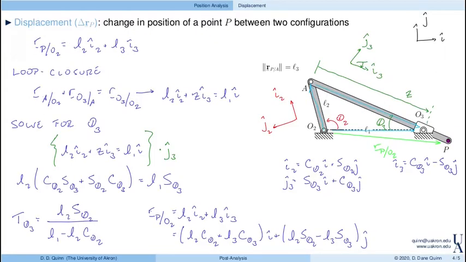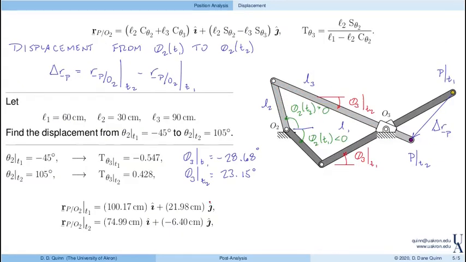All right, I'll go back and kind of remind you. Theta 3 is defined positive. Well, if theta 3 is positive, then I3 is defined sort of down and to the right. So again, take all this stuff, throw it in here to the position, and then these are our two position vectors. At T1, right, so that's up here, we get 100.17 centimeters and almost 22 centimeters up. At the final position, we get basically almost 75 centimeters across, and then minus 6.40 centimeters in the J direction.